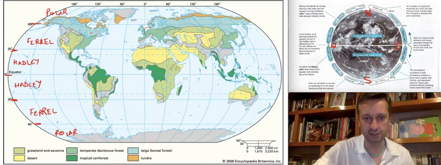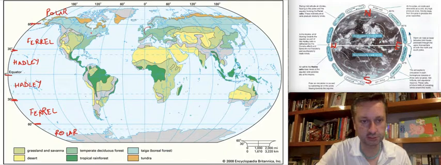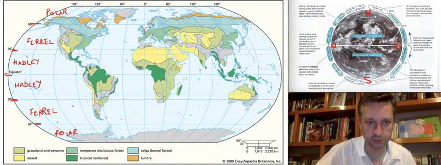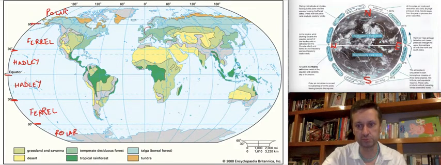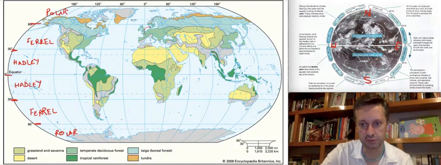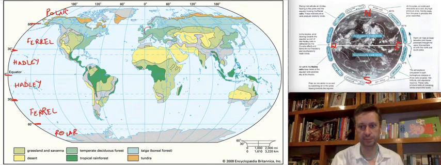Now, hopefully that made sense. Please get back to me with any questions. The main thing is that you understand why these 3 cells south and 3 cells north cause this distribution of biomes, and you need to remember those distributions of biomes.